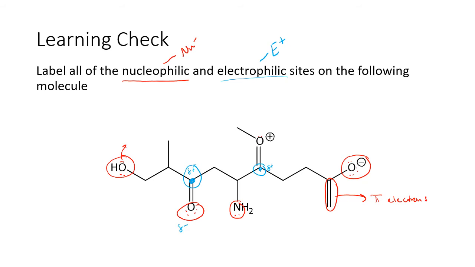So those are just some examples of nucleophilic and electrophilic sites in the same molecule. But usually they will be on two different molecules. One molecule will be more nucleophilic and one molecule will be more electrophilic, and they'll react together. So this was just kind of a made-up imaginary problem.